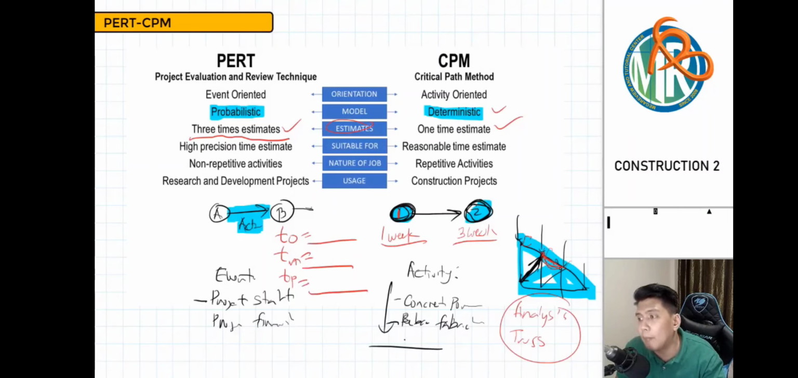And then we have the pessimistic time. So ito yung minamalas talaga tayo, sobra-sobra ng maraming delay. So meron tayong tatlong oras for the PERT na process. Regarding kung saan siya suitable, no? Well, of course, in PERT, it is high precision time estimate. Alam mo kasi tatlong data yan compared to your CPM na tag-iisa lang per activity.